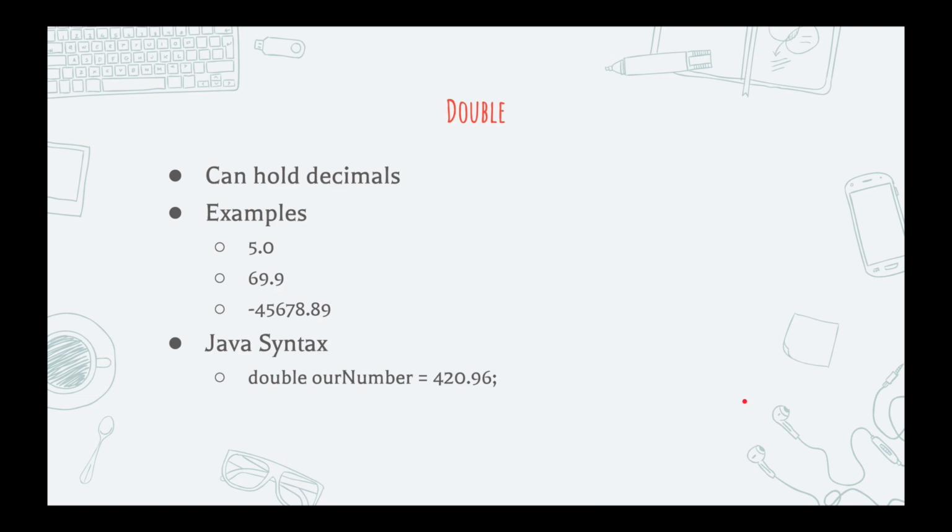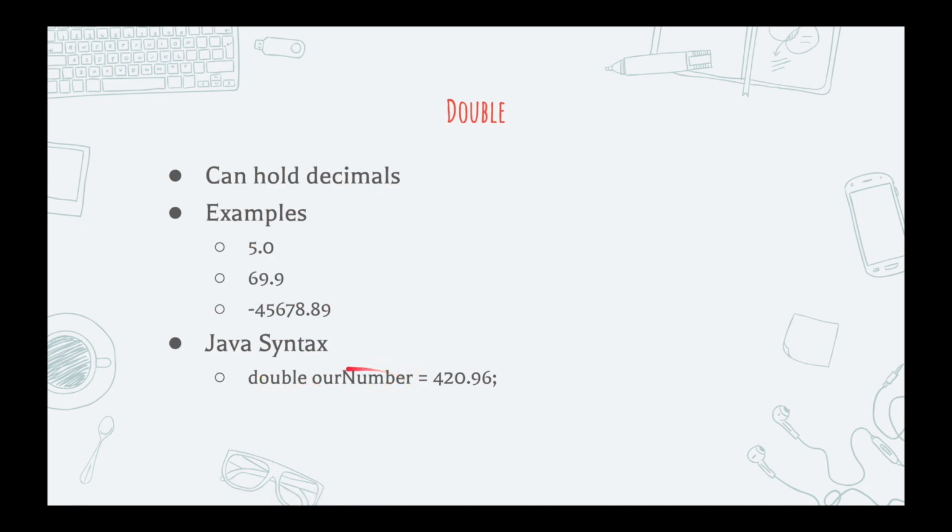Doubles. Doubles are basically integers, but they can hold decimals. So examples are 5.0, 69.9, negative 45,678.89. These are all doubles because they have a decimal component to them. And the Java syntax that we utilize for doubles is double. I don't think there's a shortened version for double. So we utilize double, then we name it.